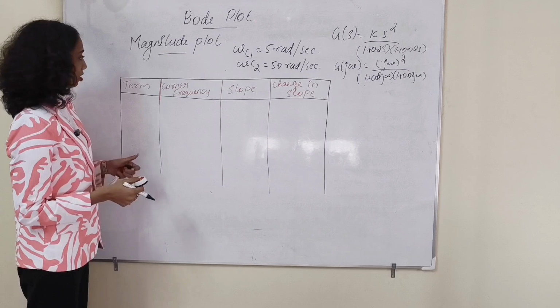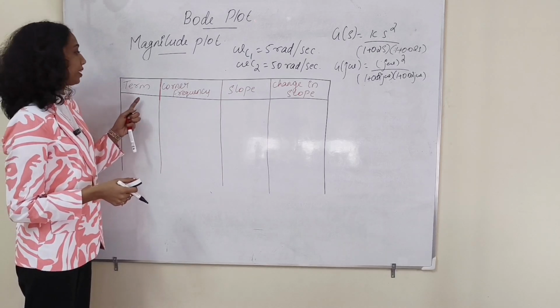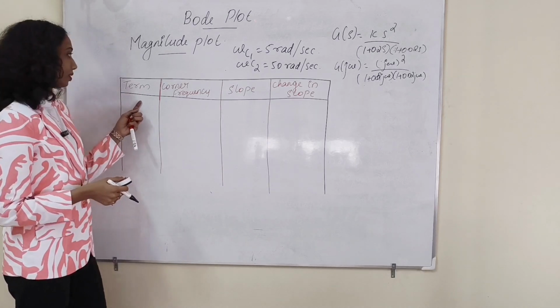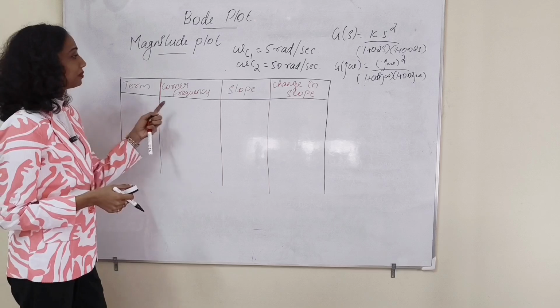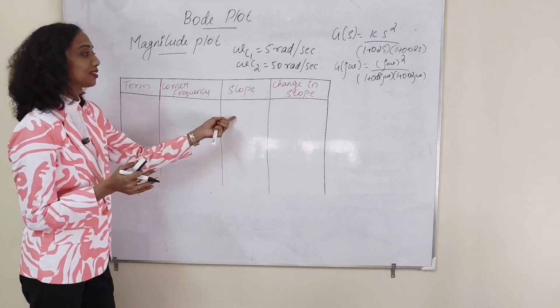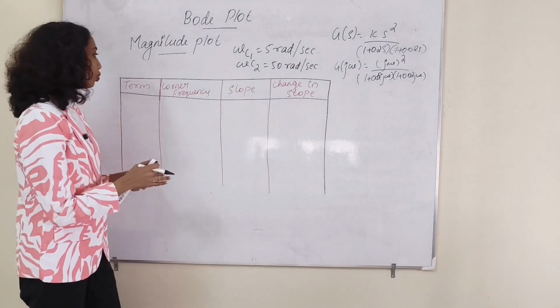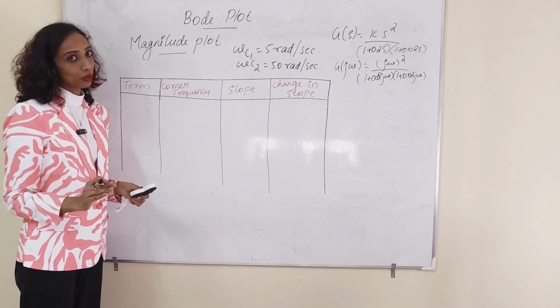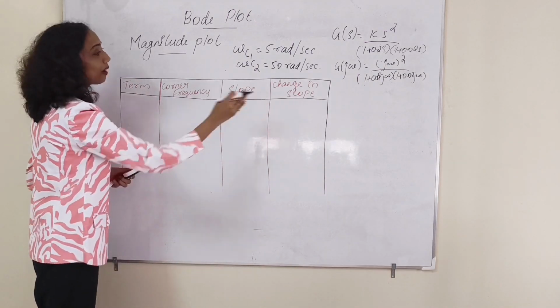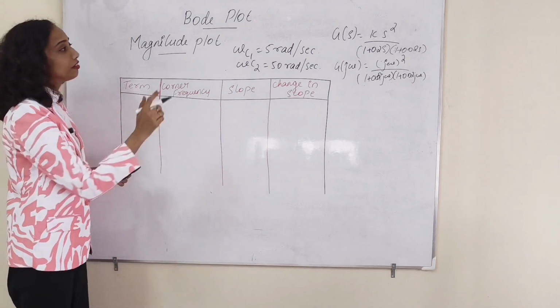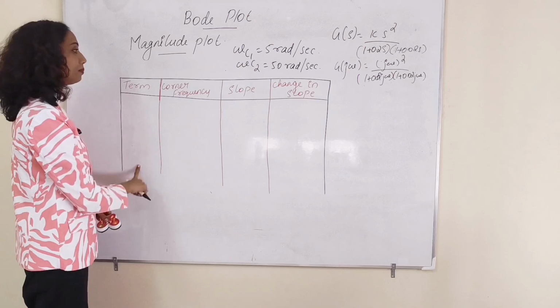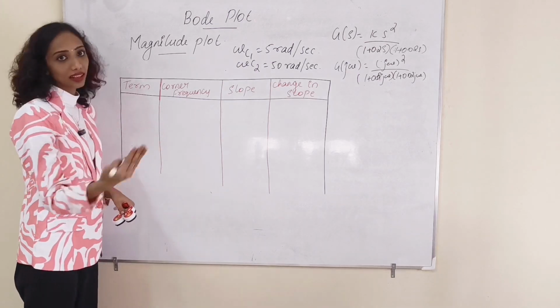I drew the tabular column with the first column as term, the second as corner frequency, and the third as slope and change in slope. We know the terms and the corner frequency, but we don't know the slope and the change in slope yet. First, you have to write the terms and the corner frequency regarding those terms.